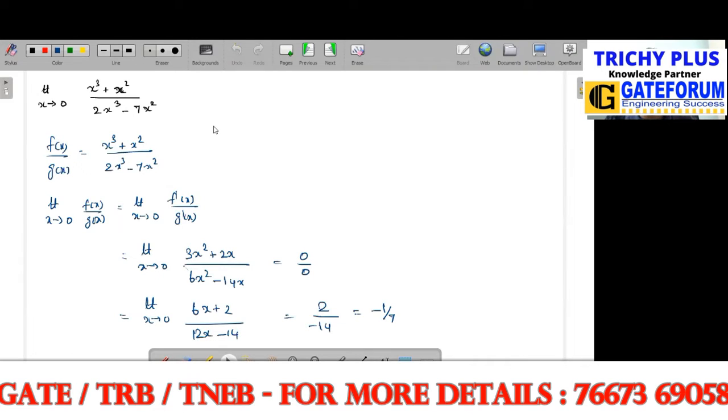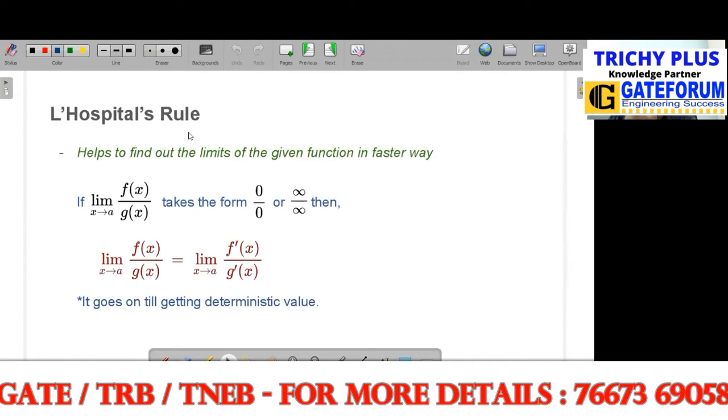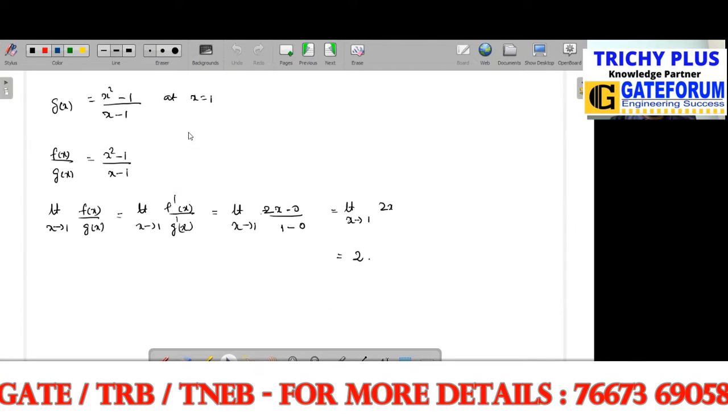So last class, we went through limits. So we understand what a limit is and how L'Hospital's rule is helping to find the value of the limit. Correct? Fine. And we have seen the same problem by applying the value from the left hand side.